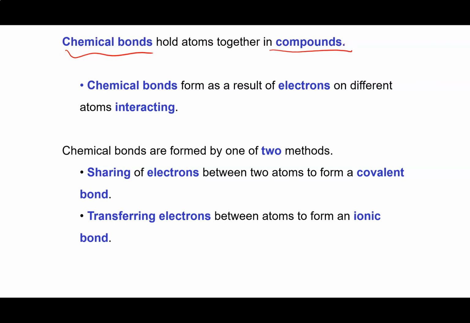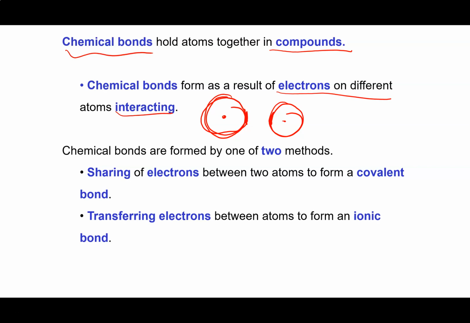And the chemical bonds form as a result of electrons on different atoms interacting. And of course, this is going to be the electrons that are on the very outer surface of our atom, right? So these electrons that are on the edge of the atom, because when two atoms come together, they're going to interact via their outer surfaces.